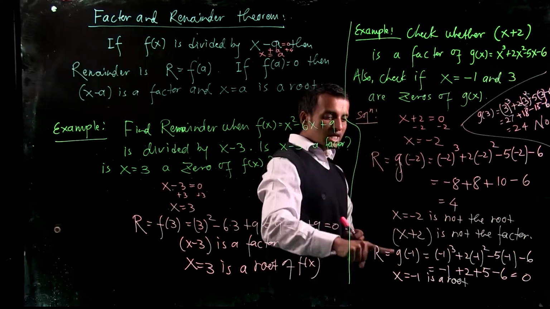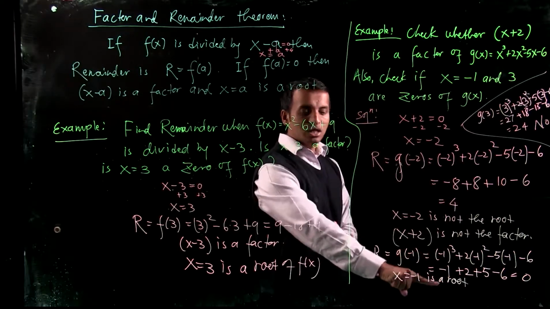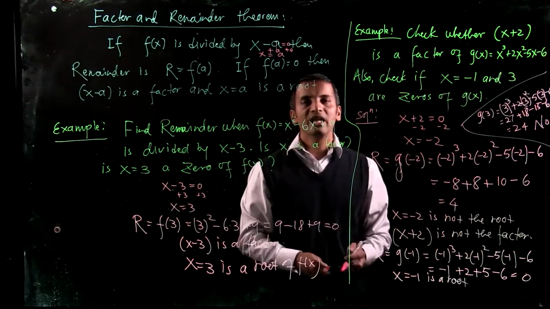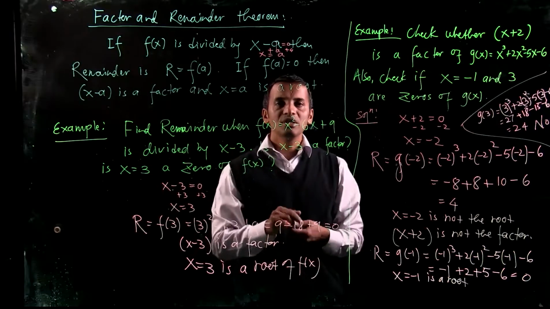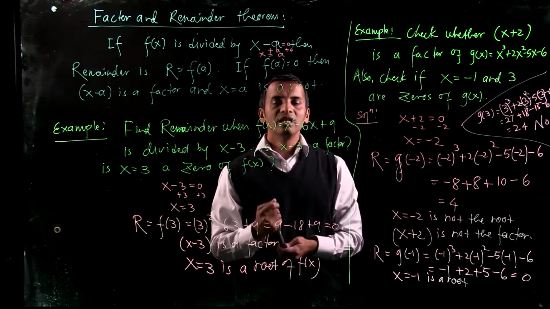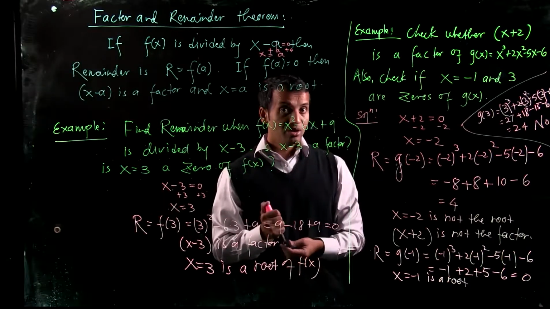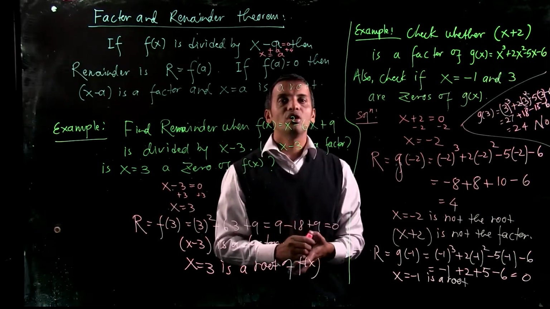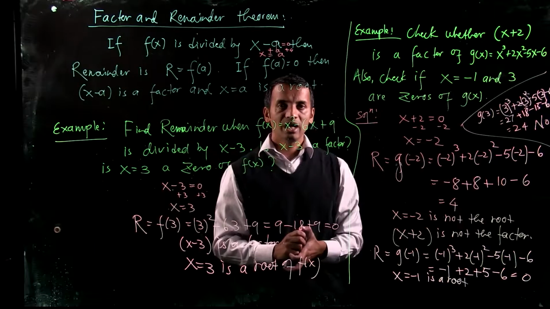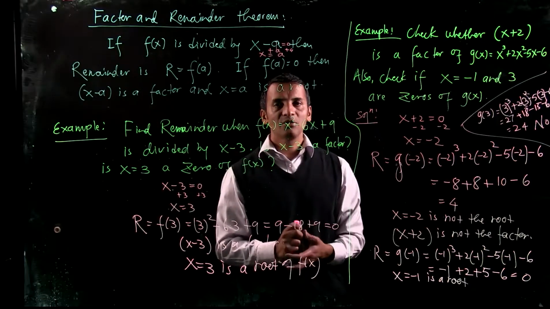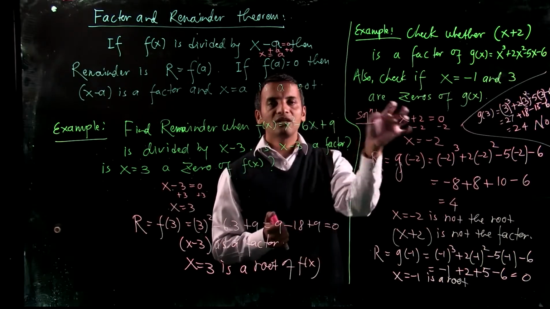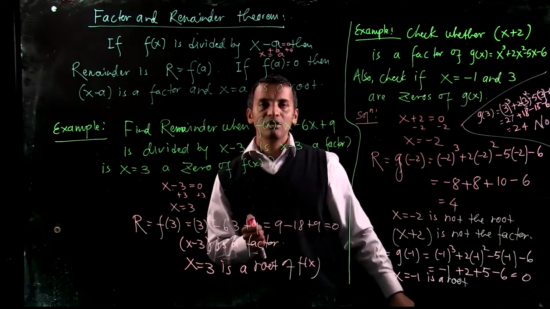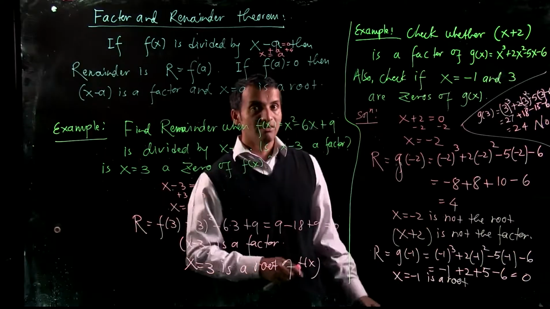So here only x equals negative 1 is a root, but negative 2 and 3 are not. How did we find that? We plugged those numbers into the function, and the remainder was nonzero. If the remainder is 0, then it is a root. If the remainder is not 0, it is not a root. And to find out whether something is a factor, you set that factor equal to 0, solve for x, and plug in that value. If the remainder is 0, then that is a factor, otherwise it is not.